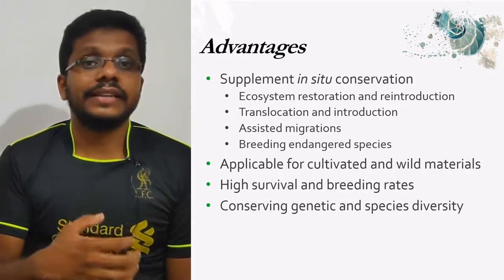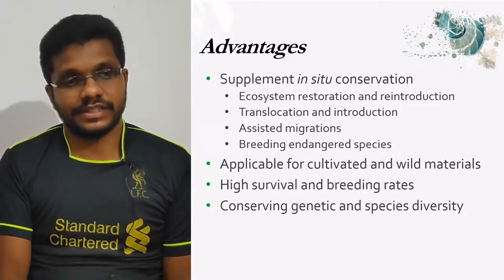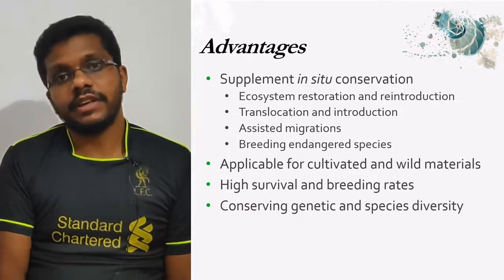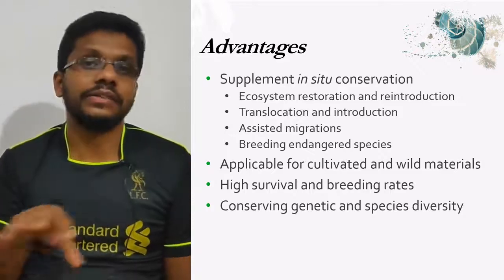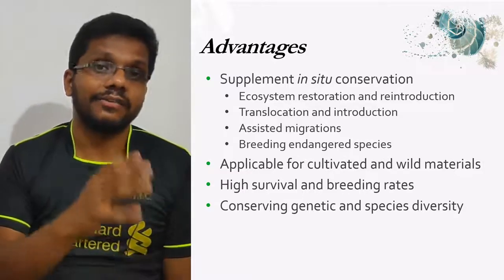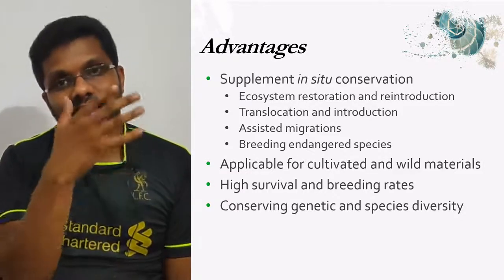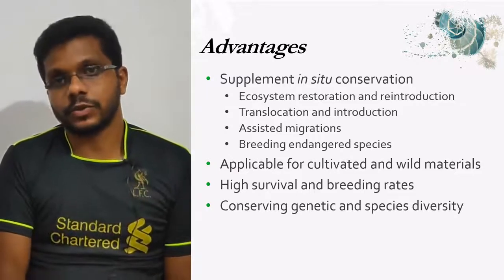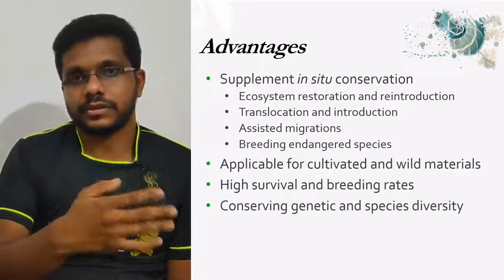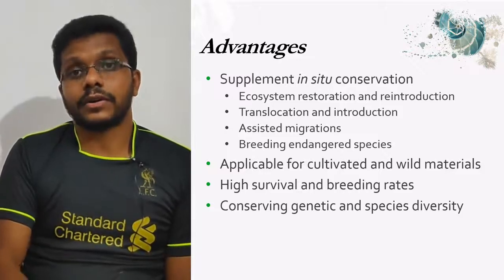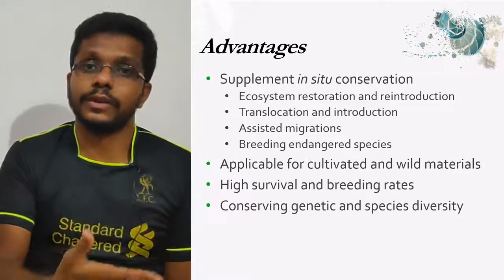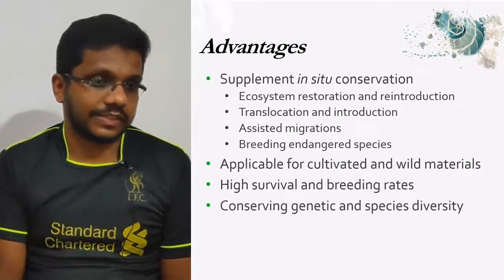Another advantage is that, unlike the in-situ mode of conservation, the ex-situ mode of conservation is applicable for wild and cultivated varieties. One thing is that we need to conserve all the wild varieties of plants, animals and microorganisms. But another point is that we also need to conserve our cultivated varieties, because they directly act as the food source for us. So the cultivated rice, wheat, or the poultry or cows, the varieties we are actually cultivating or farming need to be conserved. That can be done only using ex-situ conservation, not in-situ conservation.